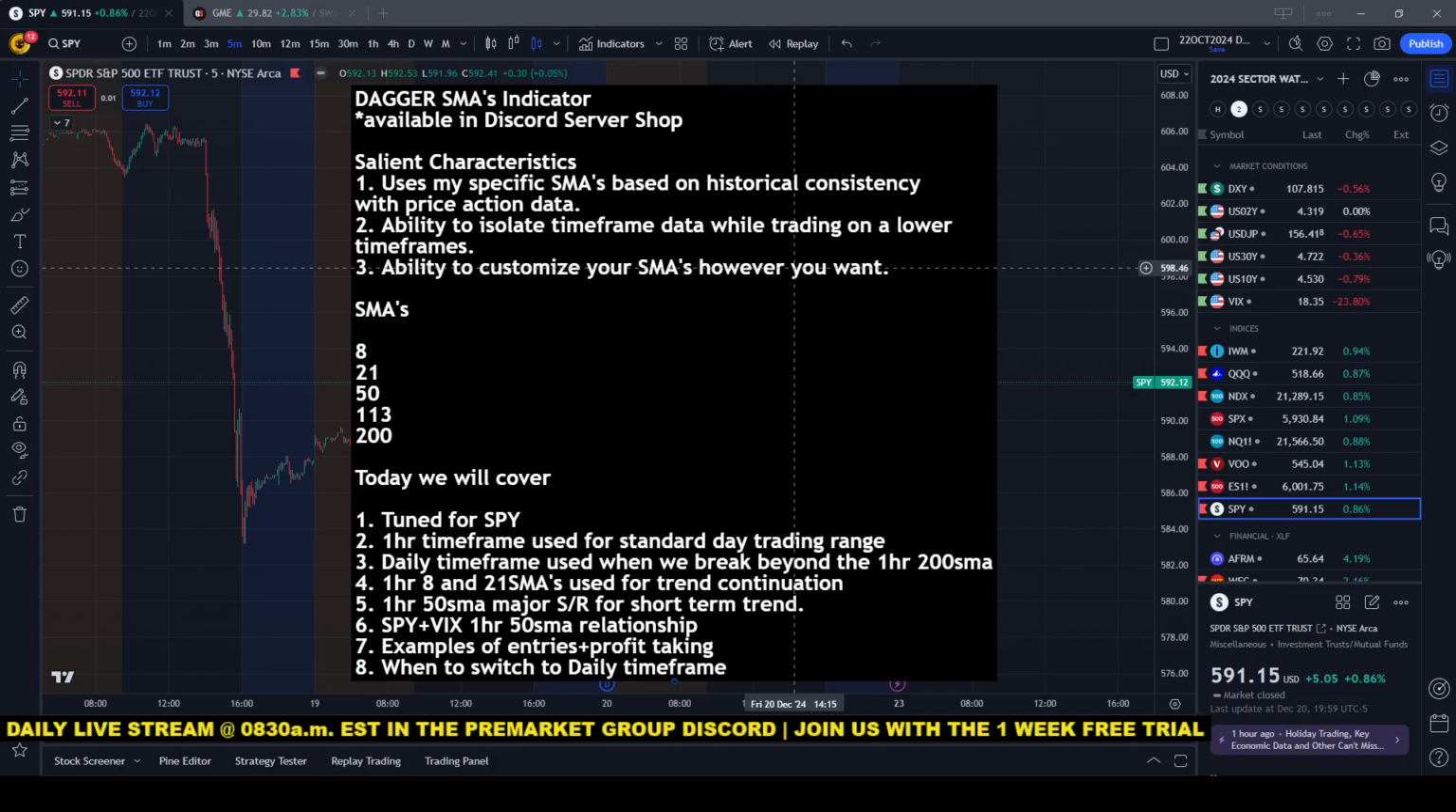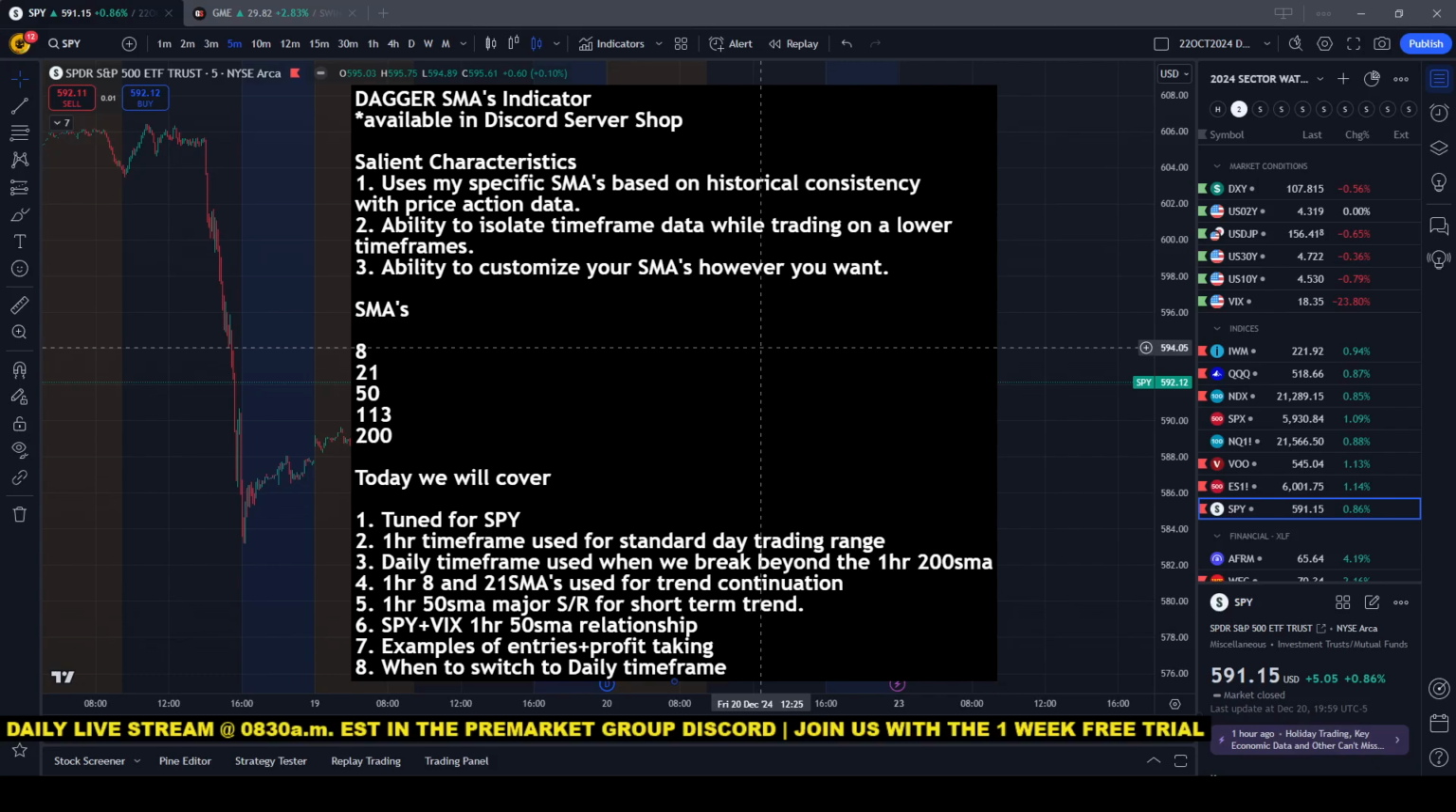Number two, the ability to isolate the time frame data while trading on lower time frames. If you like trading on smaller time frames like the 1 minute chart, for instance, you do not have to switch to the 1 hour chart in order to see these SMAs or the daily chart in order to see these SMAs. You can in fact trade on the 1 minute chart while the hourly data is on your screen. You can isolate time frame data, pull it from that time frame onto your chart in the current time frame.